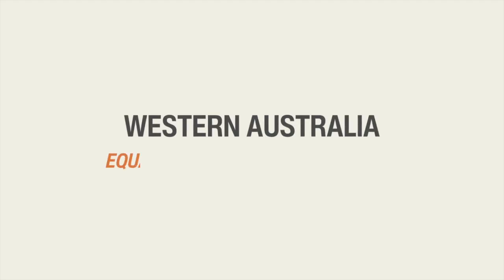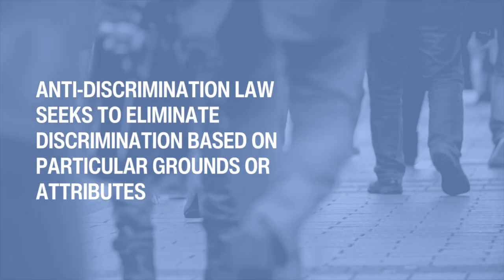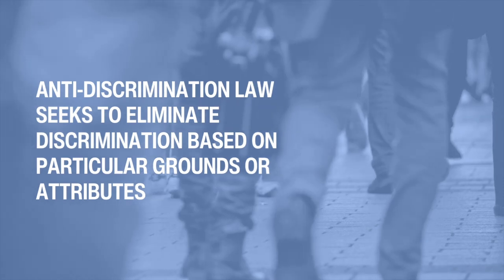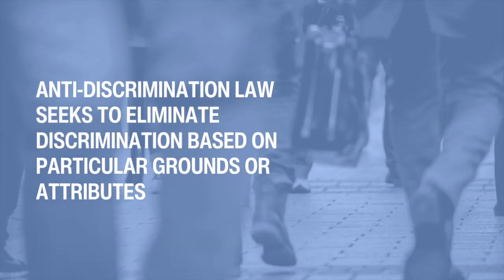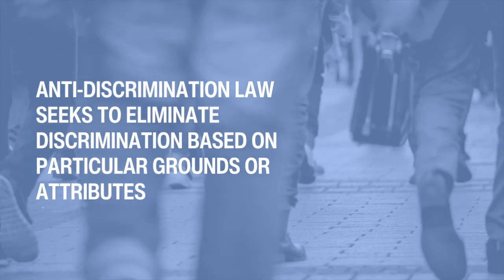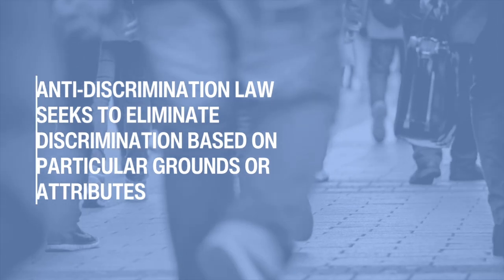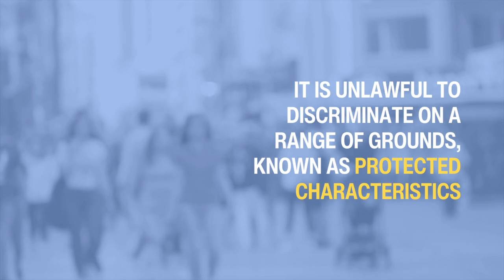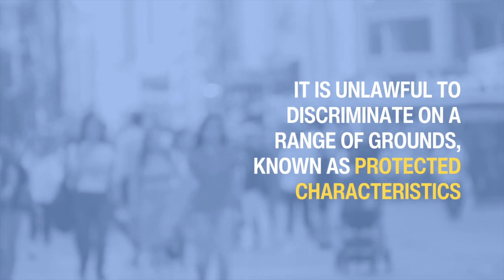The following is an overview of the WA legal framework. Anti-discrimination law seeks to eliminate discrimination based on particular grounds or attributes. It is unlawful for individuals to be treated unfavourably when compared to others in a similar or the same situation. It's unlawful to discriminate on a range of grounds known as protected characteristics. And it is also unlawful to harass a person sexually, racially, or due to a disability.